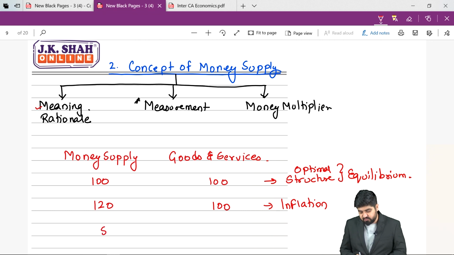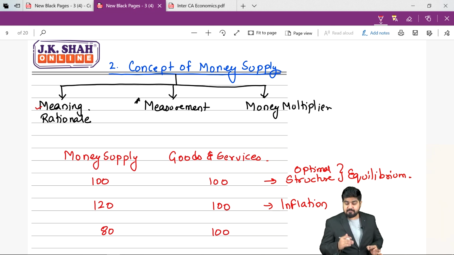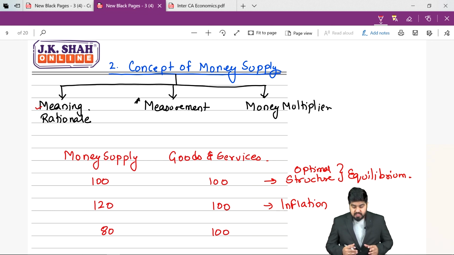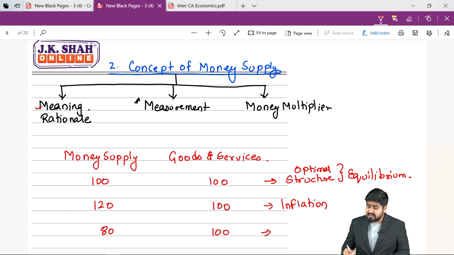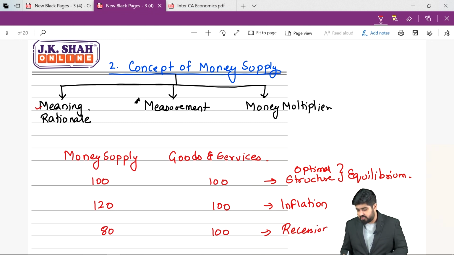Similarly friends, let's suppose the money supply available worth is only 80 rupees, whereas goods and services available worth are 100. That means now there is less money supply and more goods and services. That means sellers will try very hard but people are not having money. So what will happen? There will be a recession in the economy.